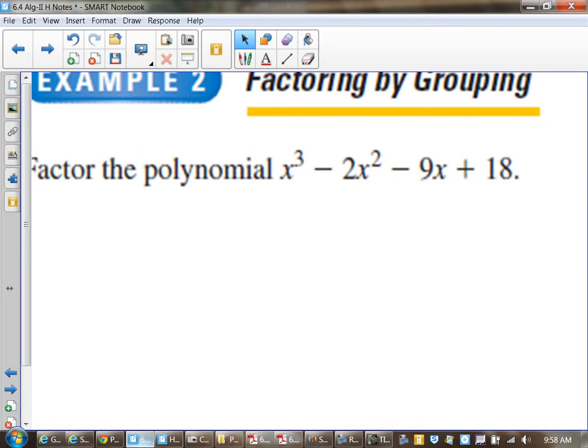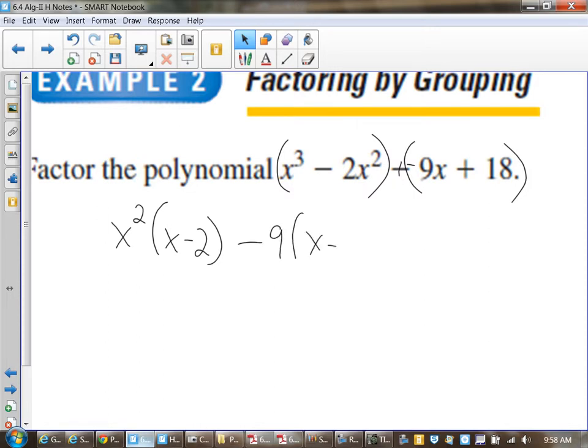When you factor by grouping, you're getting the GCFs. What's the GCF of that? X squared. So if I factor out an x squared, I'm left with x minus 2. Whenever your third term is negative, do the same, change to the opposite so you don't forget it. And what's the GCF of a 9 and an 18? A 9. But remember, you want to bring out the negative, so you bring out the negative 9, and you're left with x minus 2.